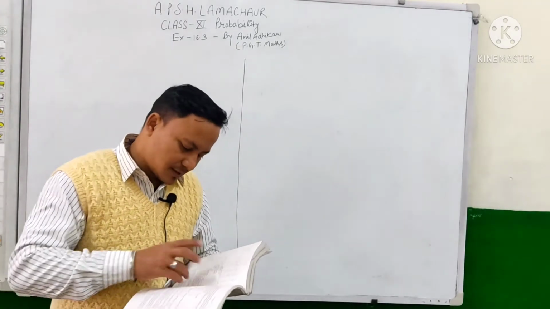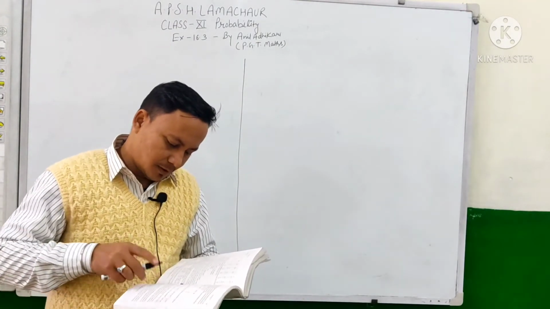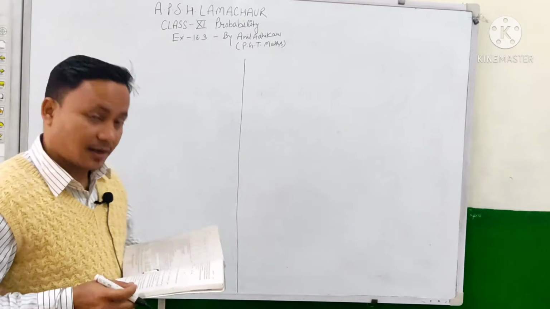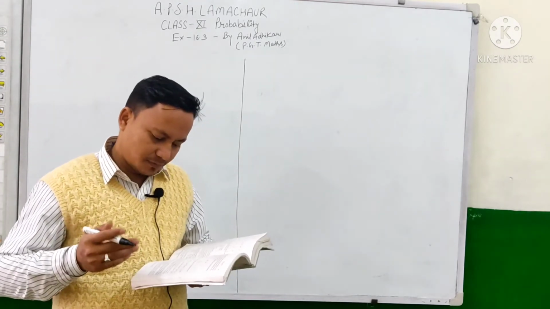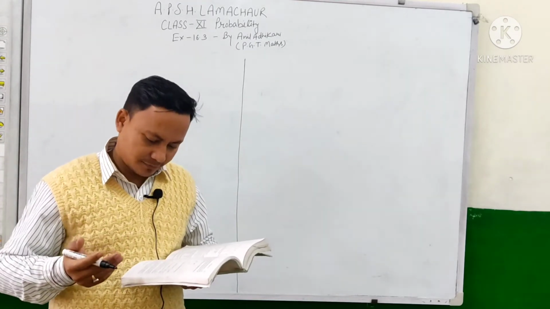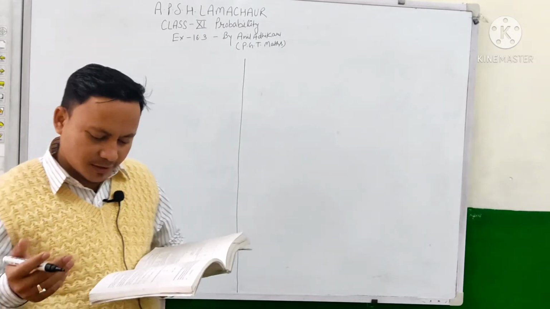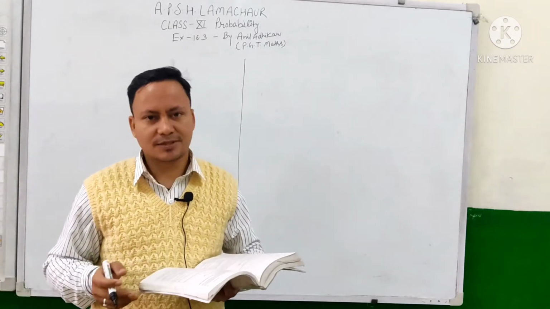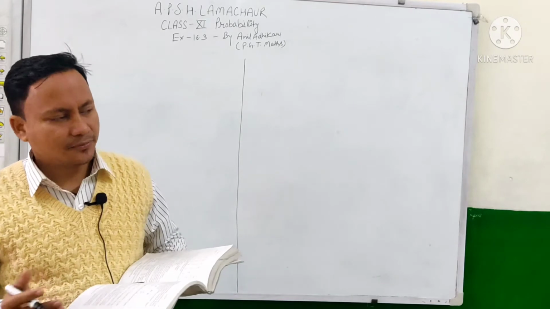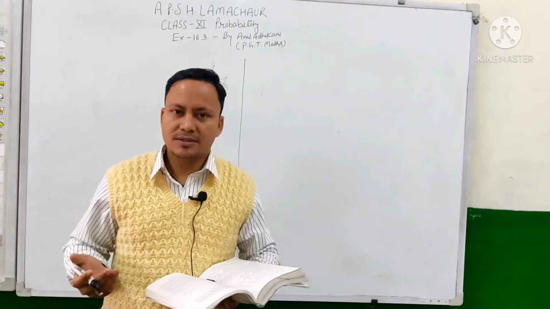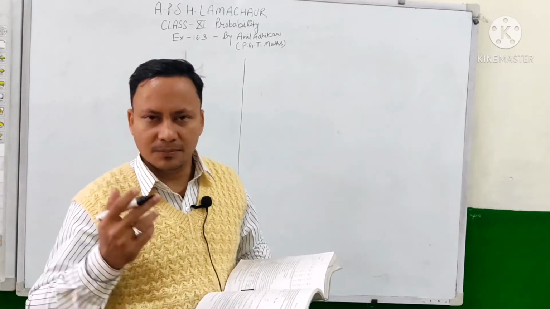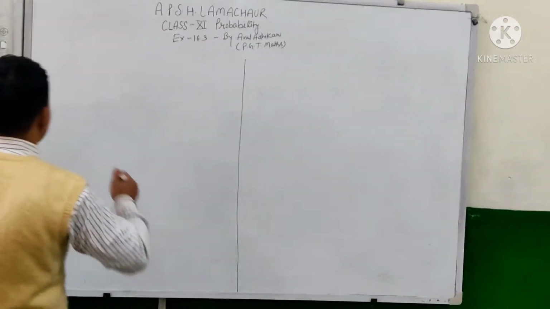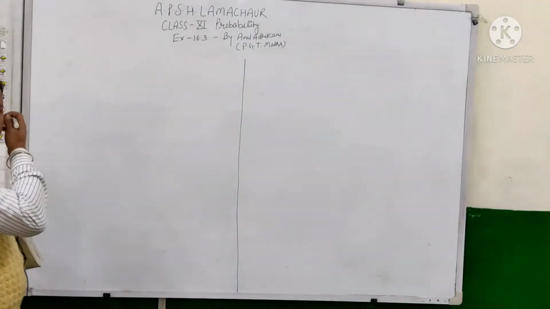Question number 16: we have been given that events E and F are such that the probability of not E and not F is 0.25. State whether E and F are mutually exclusive. As I told you earlier, what are mutually exclusive events? Any two events are said to be mutually exclusive if and only if their intersection is phi.